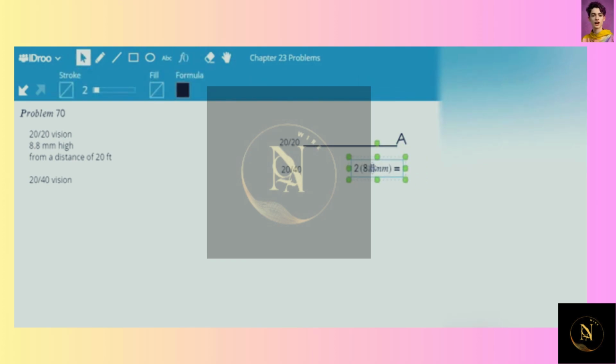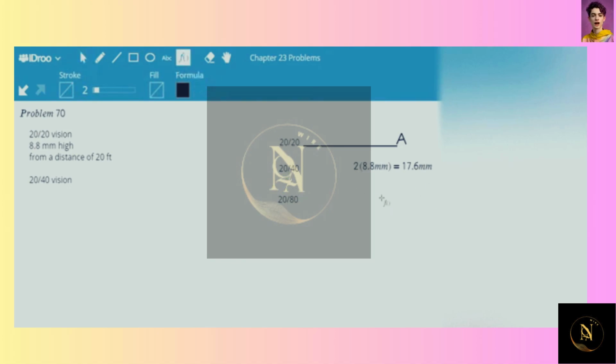So let's see what that comes out to be. That's 17.6 millimeters. Okay, now the question asks, how high do the letters need to be for someone with 20/80 vision? So let's go ahead and continue the pattern. 20/80 vision. So notice the ratio. 80 divided by 20 is 4.